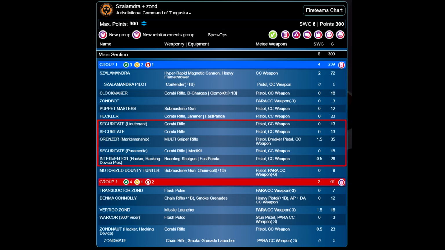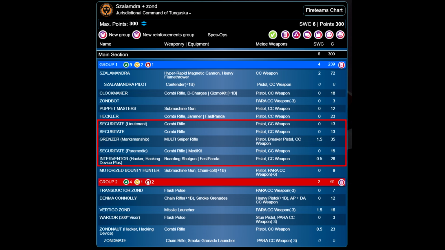Transductor Zones give us some soft ARO and drop zone repeaters, which is nice to have, and the War Core does something very similar. So onto the less structural units, but still really important core stuff, like the core Fireteam, Heckler, and Vertigo Zond, which all nicely dovetail together.